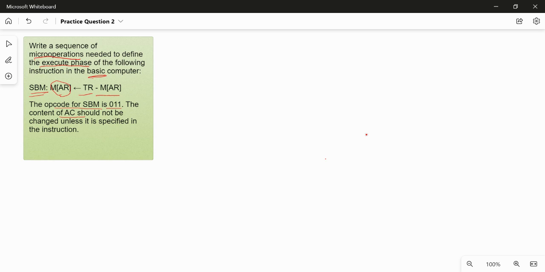Now, let us see how to give the required sequence of micro operations. So, let us start with identifying the type of the instruction. Here, if you read the description, the opcode is given: 011 is the given opcode. Now, if you recall the basic computer's configuration and the set of instructions available for the basic computer, you can easily identify that this is the opcode for a memory reference instruction.